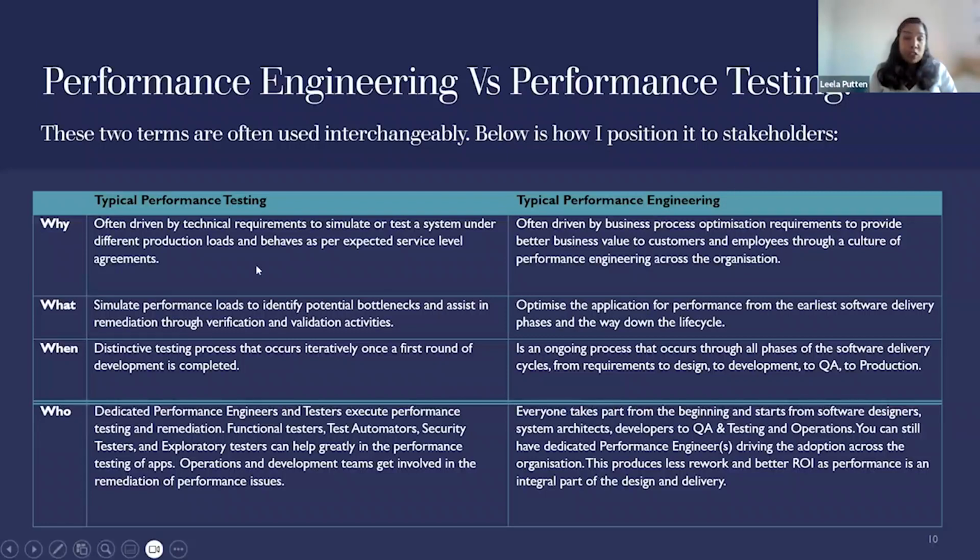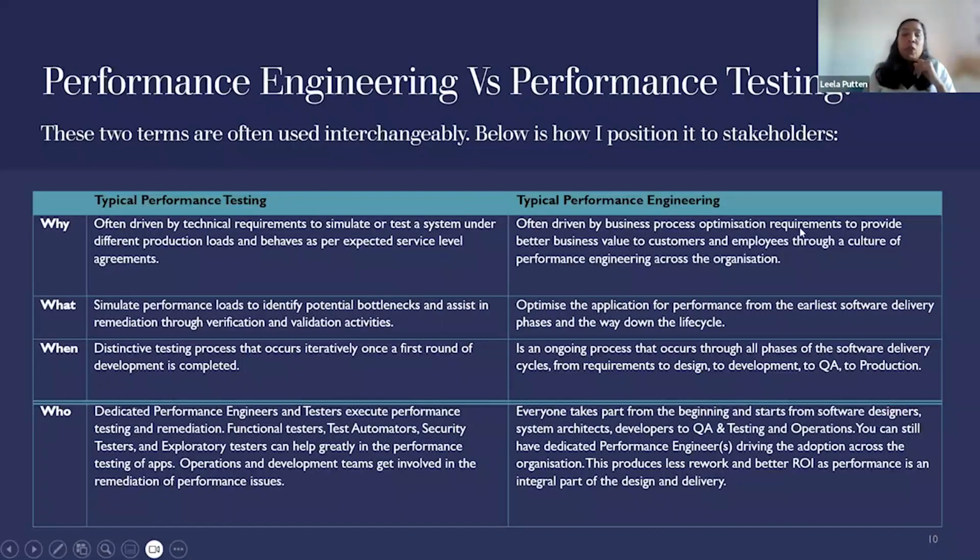So this is how I position it to my stakeholders here. Performance testing, at its basis, is we are trying to simulate putting a system under different production loads, production volumes of data. And we want to see whether the system behaves according to our expectation from a response time perspective, from a concurrency perspective. Does it allow, let's say, 50 concurrent users? Does it allow us to click a page under 3 seconds? Those are very specific SLAs, service level agreements, and they are often driven by technical requirements.